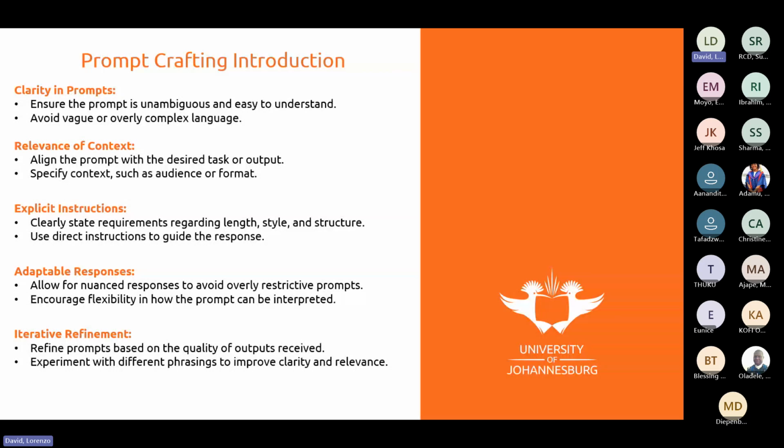The next one will be the relevance of the context. So we need to align the prompt with the desired task or output. We need to specify the audience or the format. So if you're generating a presentation for a lecture, we can say with our input, can you generate a good structure in terms of a certain topic? The audience is going to be first year students. And you can obviously input all of your data into it, and it will be able to structure your presentation in a way that will be easily understood, or should be easily understood by many students.